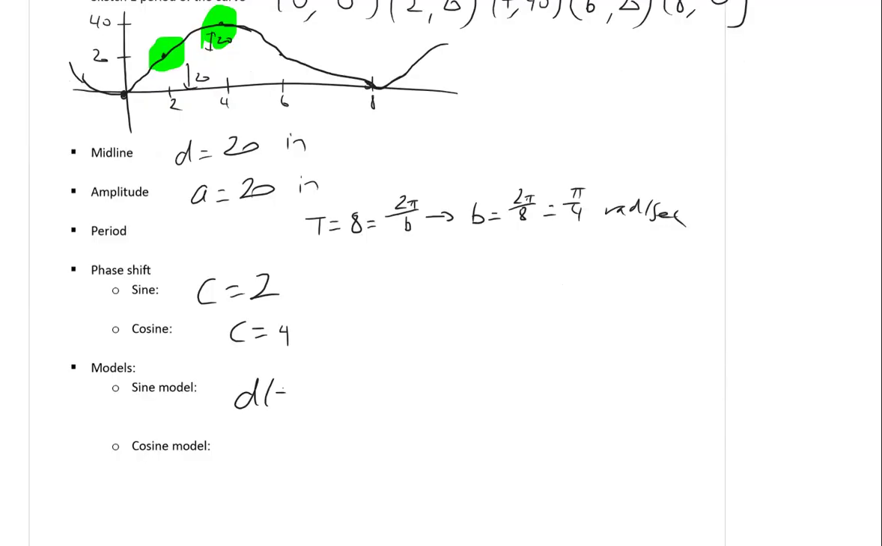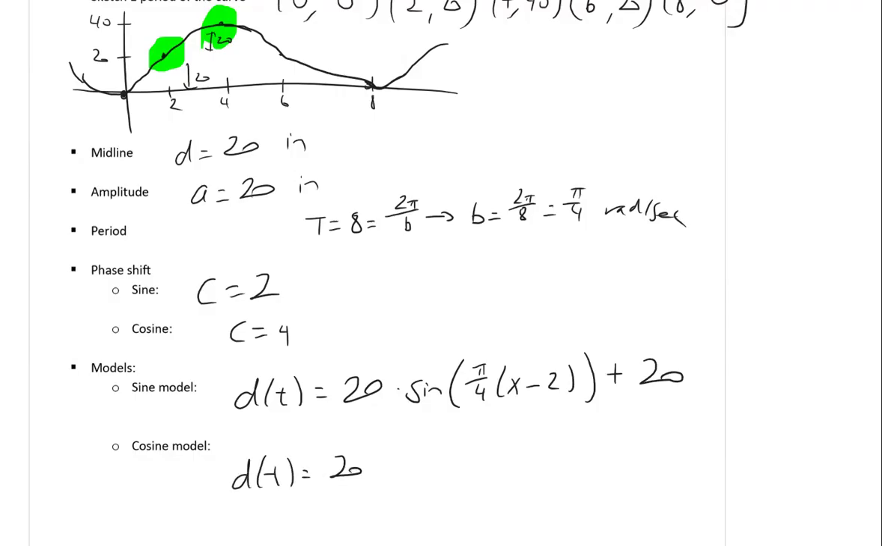So sine would be d of t is equal to 20 sine of pi over 4 times x minus, what is c for sine? 2, plus d, which is 20. And for cosine, everything pretty much stays the same except the phase shift, and we change sine to cosine, obviously. So x minus, what's the phase shift? It will be 4.